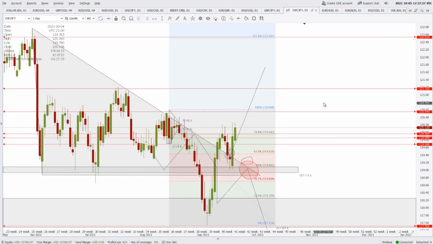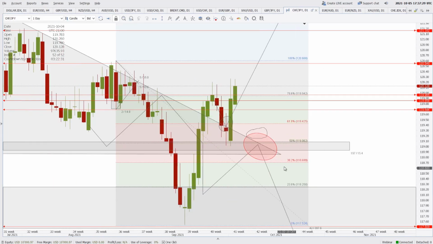Talking about the CHFJPY, in between nowhere, and 119.96 is still the support zone, and 120.54 is the next level of resistance. Yesterday we talked about this, that if the candle closes higher than 119.96, then it can see 120.54 in the coming days, and if it starts closing below 119.96, then 119.85 and 119.68 will be exposed in this market.